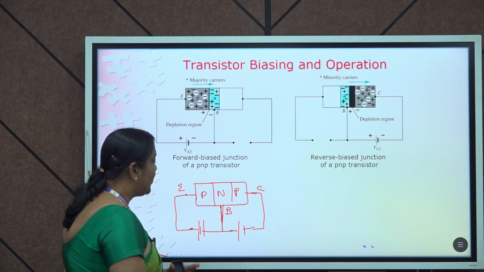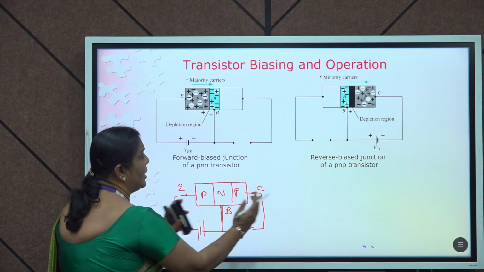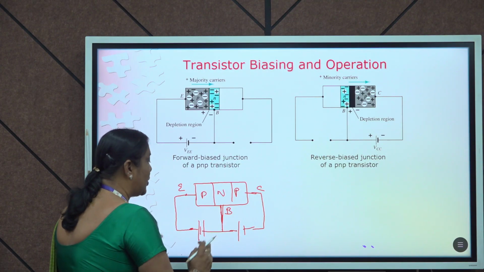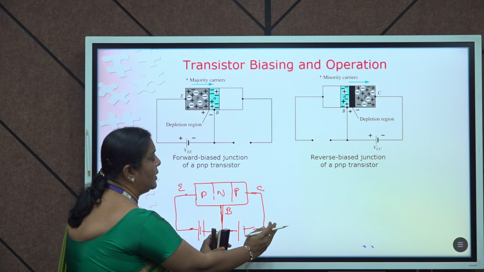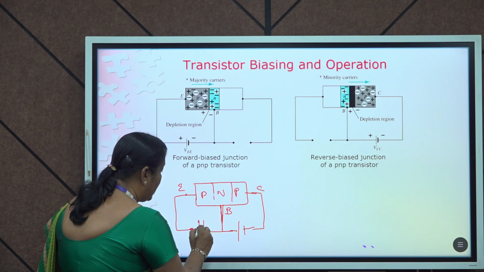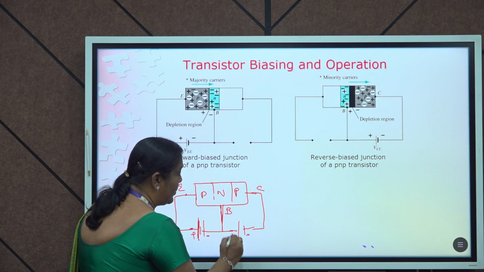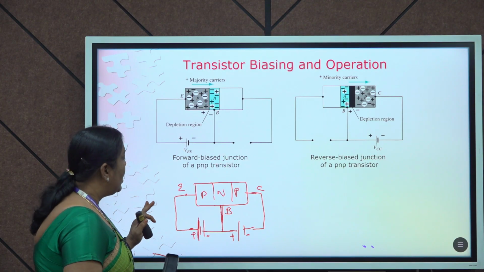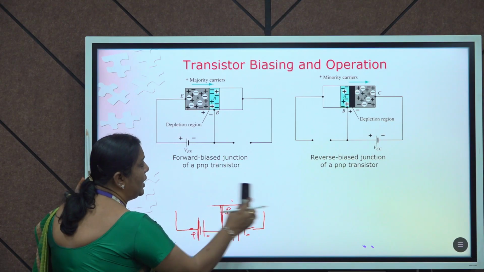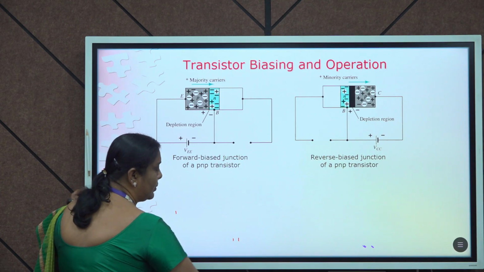In the PNP transistor, this side is forward bias and this side is reverse bias. It is also called the input characteristics and the output characteristics. This is connected in positive, then negative, and then positive. So, this is the operation of PNP transistors.